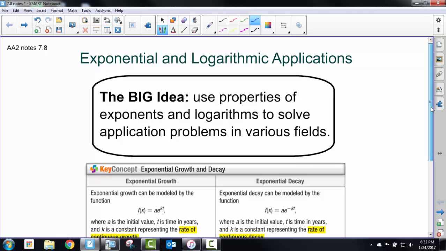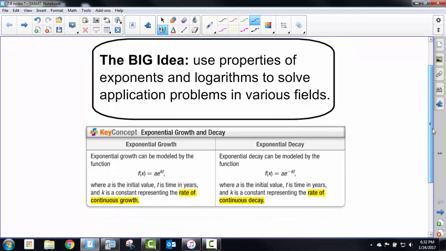We're going to be looking at applications of exponentials and logarithmics today. Pretty interesting topic. Some applications we obviously haven't seen yet. So let's jump right into it.